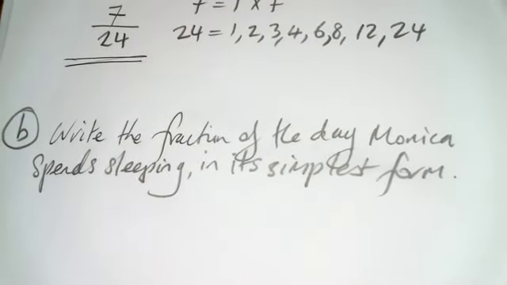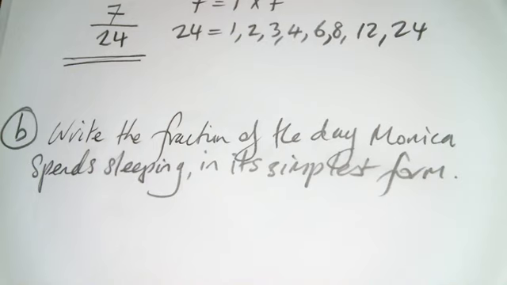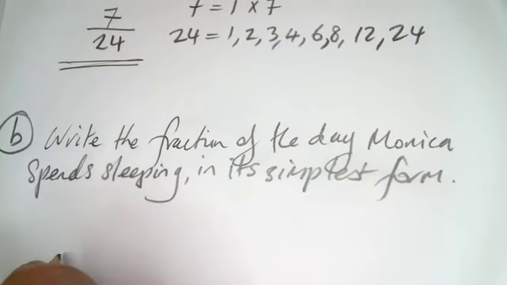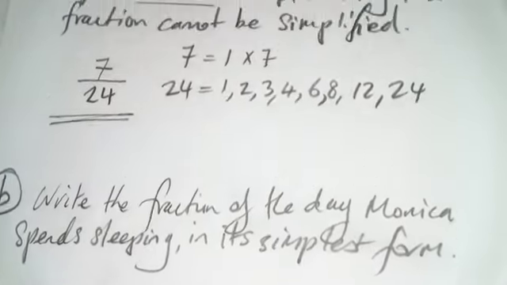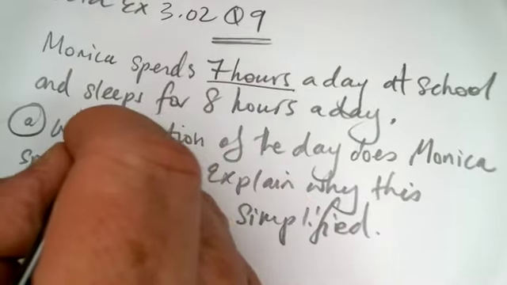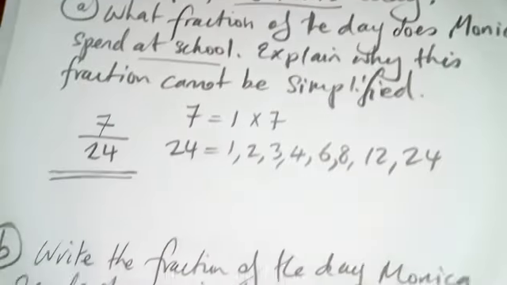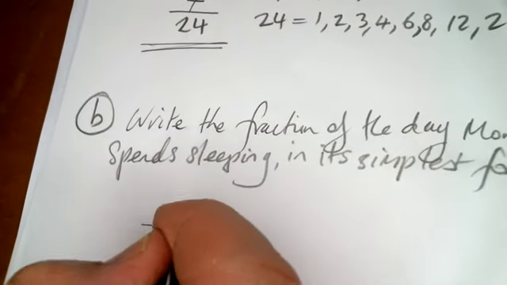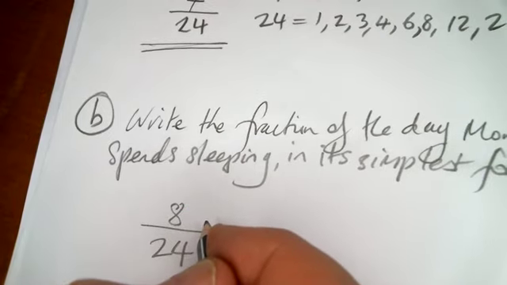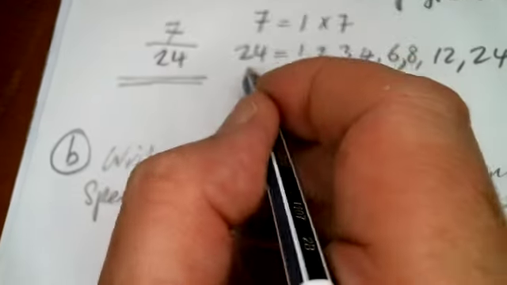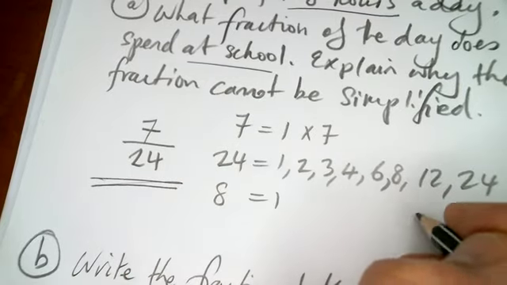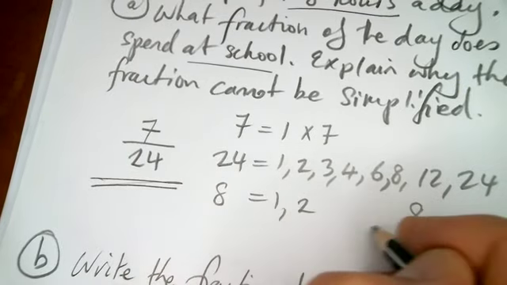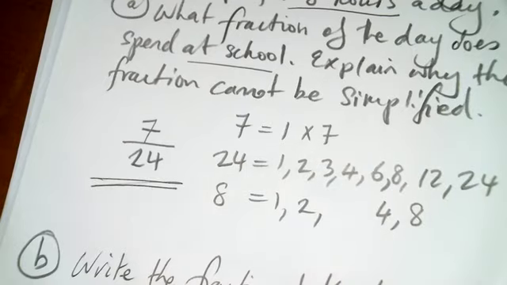B says, write the fraction of the day Monica spends sleeping in its simplest form. Well, again, out of a day, there's 24 hours in a day, but we're told that Monica sleeps for 8 hours a day. Now, in this case, we're in luck, because if we look at the common factors of 24 and 8, well, we've got the factors of 24, and I'll find the factors of 8 alongside it. 8 is going to be 1 times 8, 2 times 4, and that's my lot.